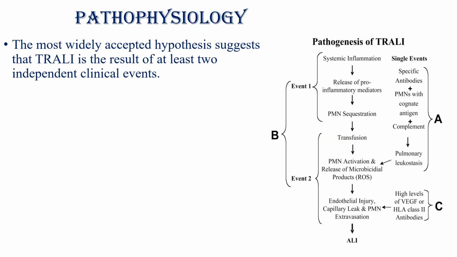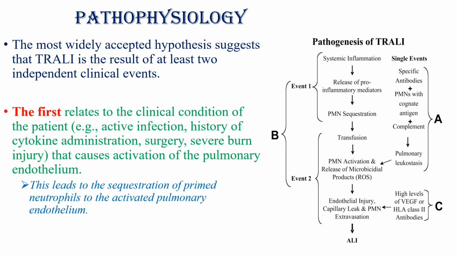The most widely accepted hypothesis suggests that transfusion-related acute lung injury is the result of at least two independent clinical events. The first relates to the clinical condition of the patient that causes activation of the pulmonary endothelium, such as active infection, history of cytokine administration, surgery, severe burn injury, and the like. This leads to the sequestration of primed neutrophils to the activated pulmonary endothelium.